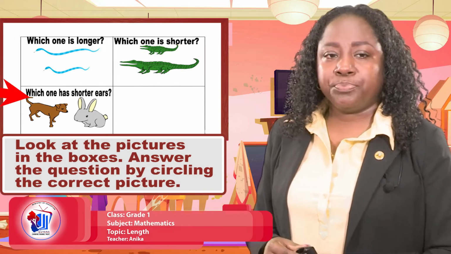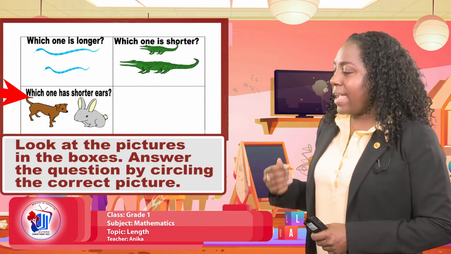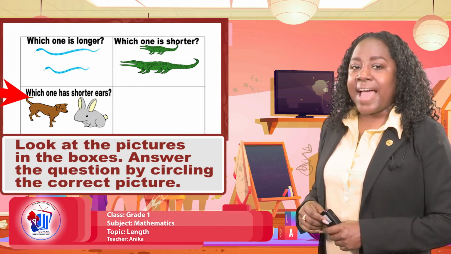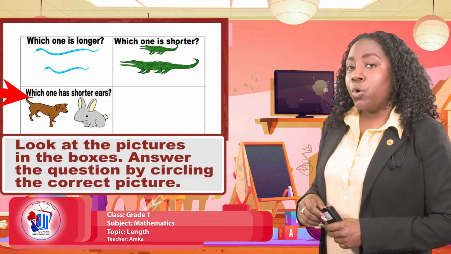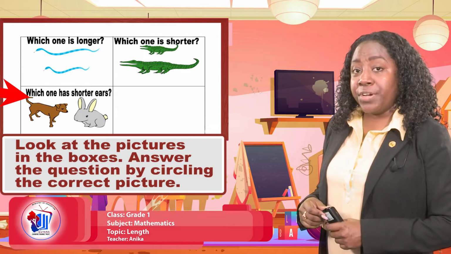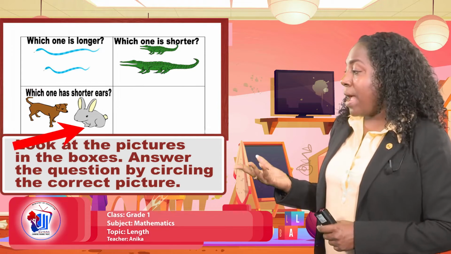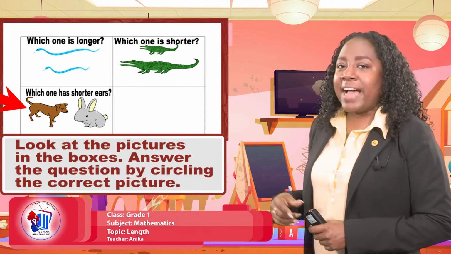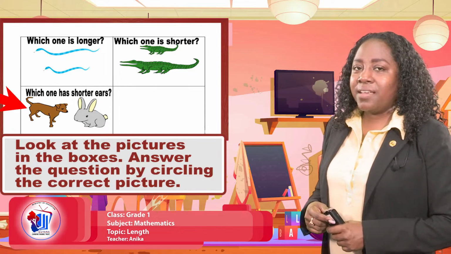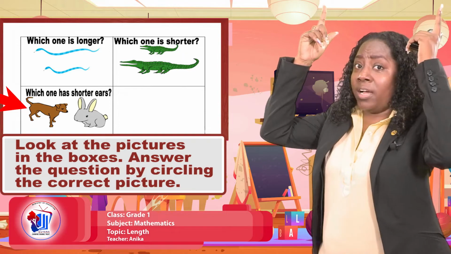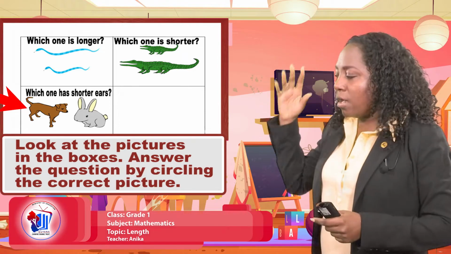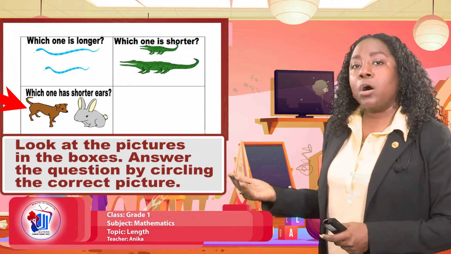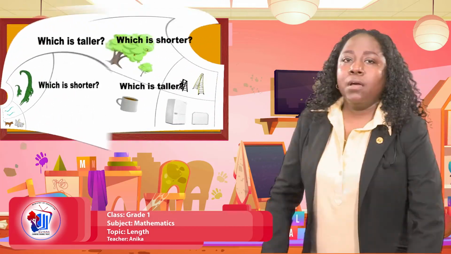Let's try another. We have a dog and we have a rabbit. The question is, which one has shorter ears? The dog or the rabbit? The dog has shorter ears. The rabbit's ears, they're long and pointed up in the air, but the dog has very short ears. So the answer would be the dog has shorter ears.